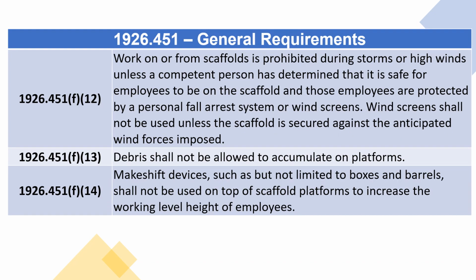1926.451(f)(12): Work on or from scaffolds is prohibited during storms or high winds unless a competent person has determined that it is safe for employees to be on the scaffold and those employees are protected by a personal fall arrest system or windscreens. Windscreens shall not be used unless the scaffold is secured against the anticipated wind forces imposed.